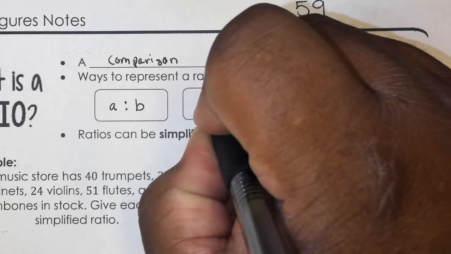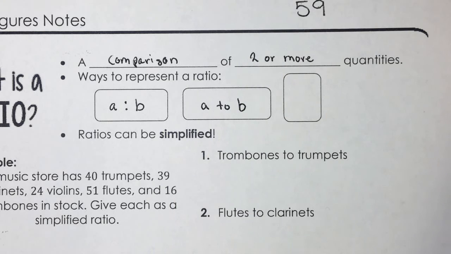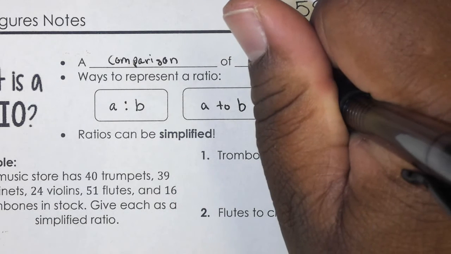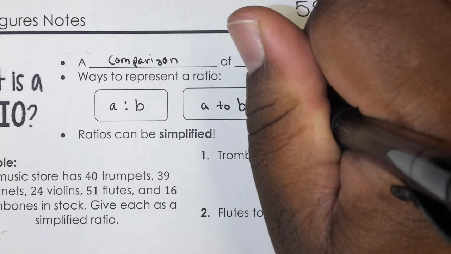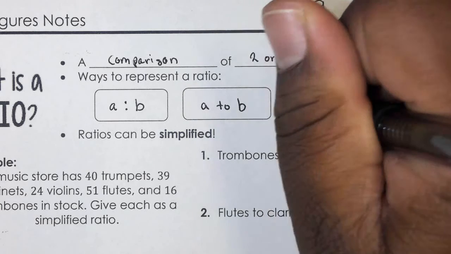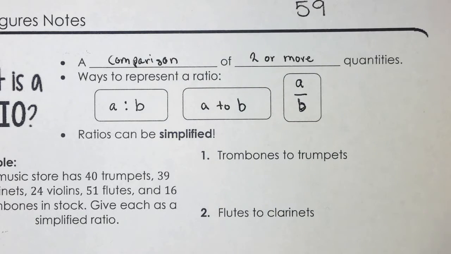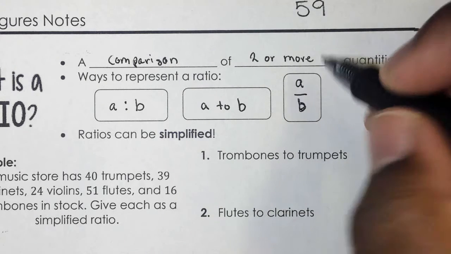Or we can write it in words, A to B. And the way you'll see it most in this unit would be as a fraction, but it reads A to B as well. A over B, same thing as saying A to B. This is the way you'll see it most in this unit.